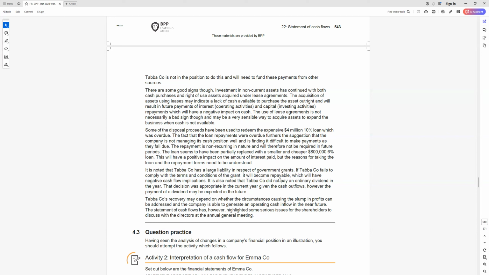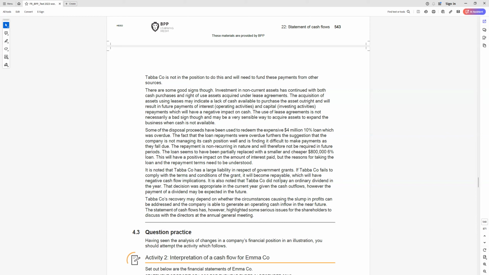It is also noted that T company did not pay an ordinary dividend in this year. So we see there is no dividend paid to the shareholder, and they will not be happy if the company doesn't pay any dividend for 1, 2, 3, 4 years. The shareholder will sell their share and invest in a company where they get the dividend. So it's not a very good sign.